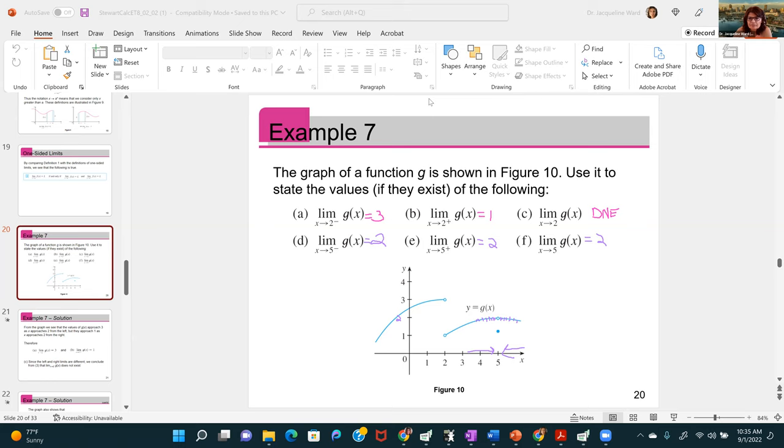So just in general, G of 5 is 1. Looks like it's a little more than 1. Let's just say it's 1. I can't tell, whatever the Y coordinate is there. Okay. Questions on this before we move along? So the limit questions will ignore the dots that are not part of the function line.